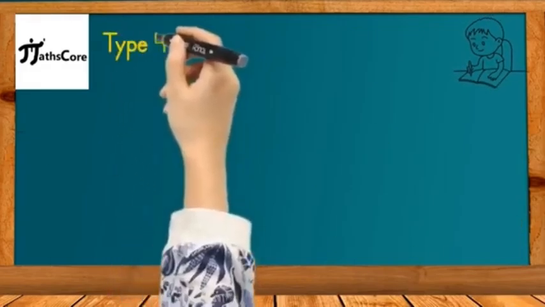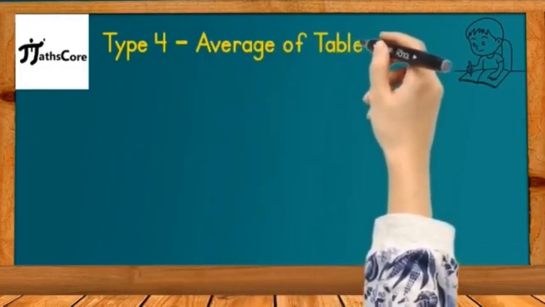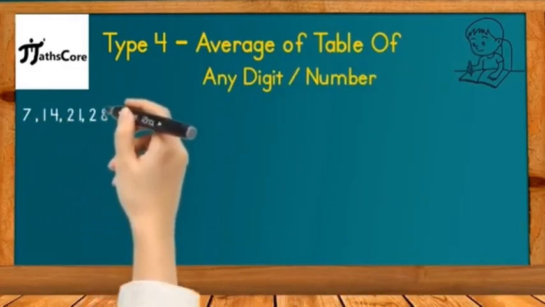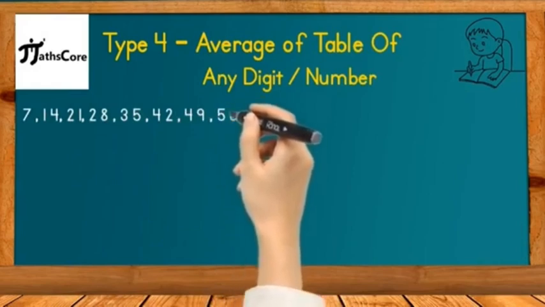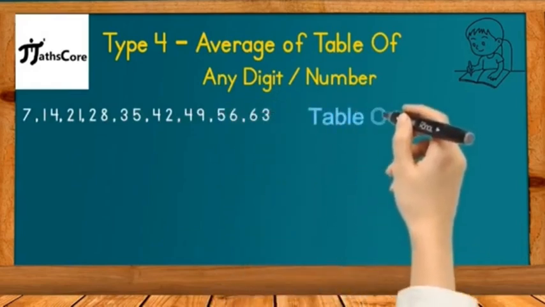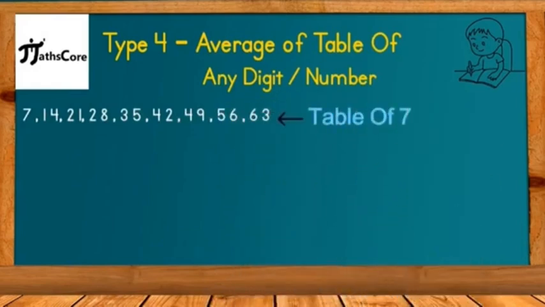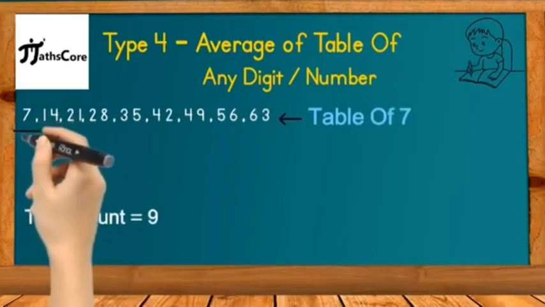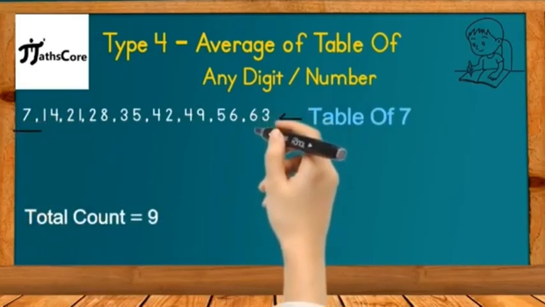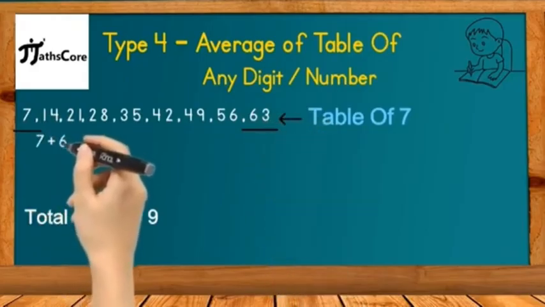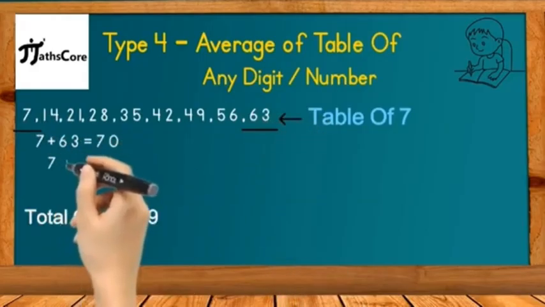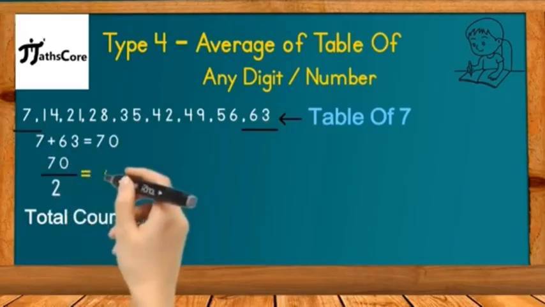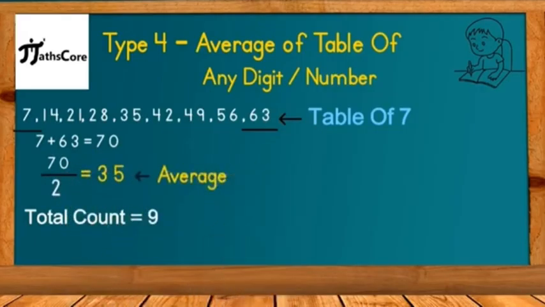Let's solve some example on type 4, which is average of table of any digit or number. First example is 7, 14, 21, 28, 35, 42, 49, 56, 63. You can see that this is table of 7 which includes 9 numbers in it. To find out average of these numbers, we need to use Vedic math concept. Add first and last number together. 7 plus 63 is equal to 70. Now divide this 70 by 2. 70 divided by 2 is equal to 35, which is average of all these 9 numbers.